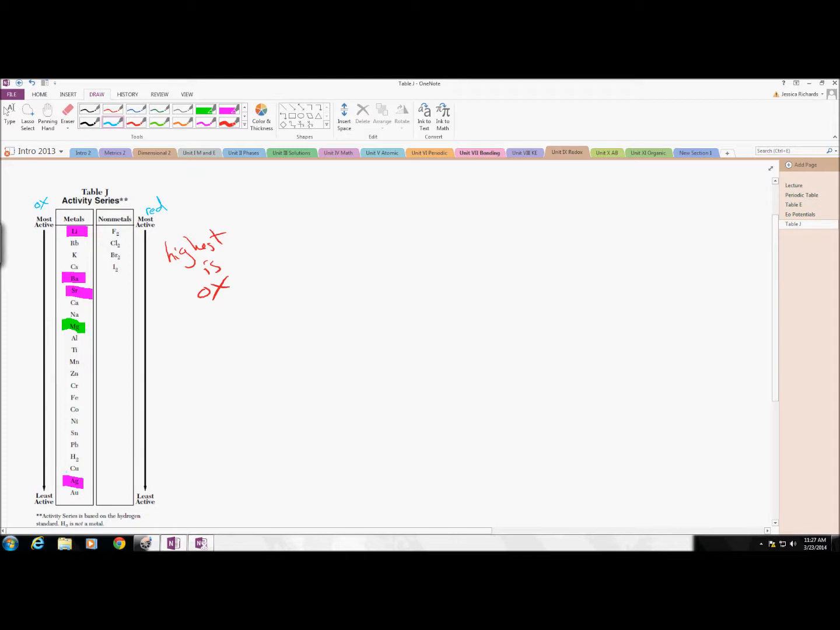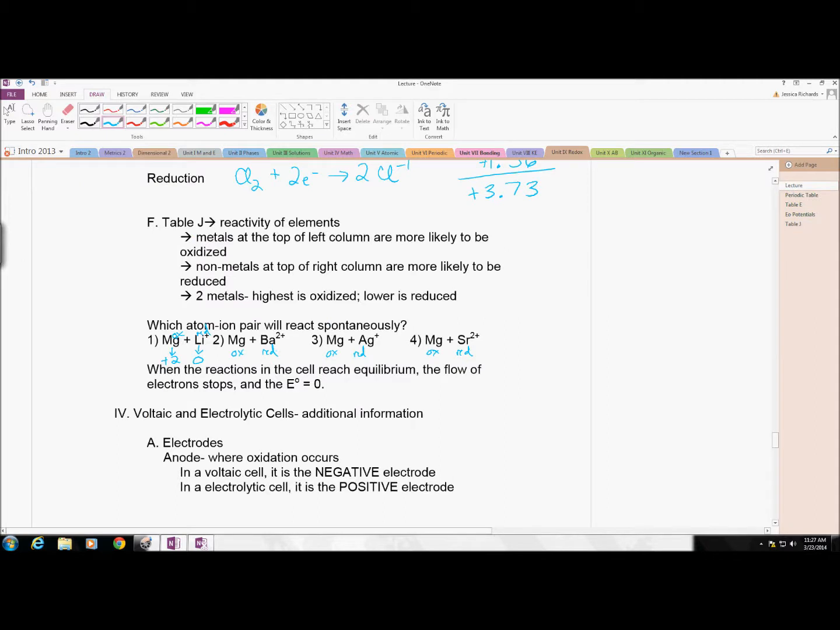So if we use table J, and I highlighted the magnesium and the 4 choices, if it's going to react, the magnesium has to be the one that's oxidized, so the magnesium has to be the highest of the pair. So the only one that magnesium is higher than is the silver. So that means this is the only reaction that would react spontaneously.